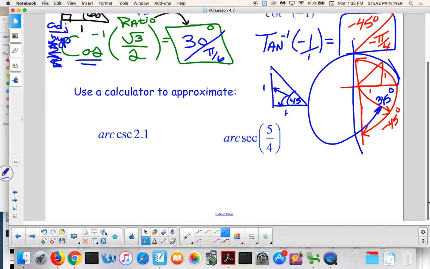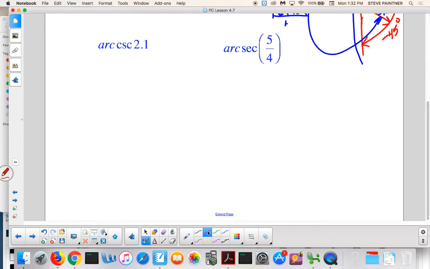Use a calculator. Go ahead, use them. Hello? Good luck finding the cosecant button. I think you can. You got it, Zach? No, I don't. I was asking.